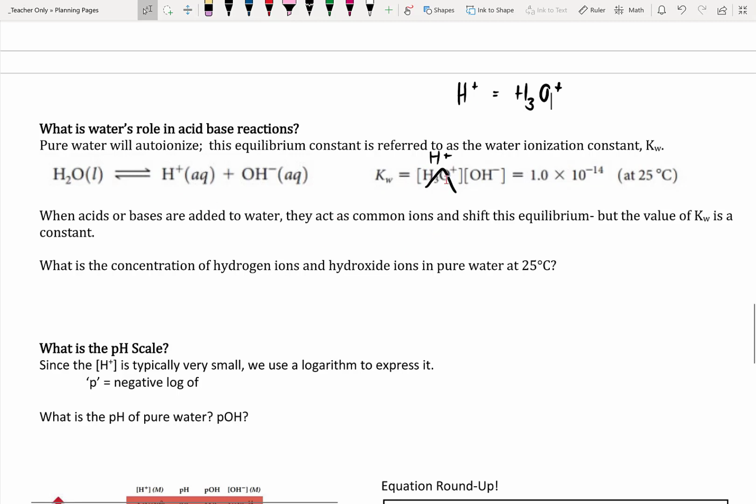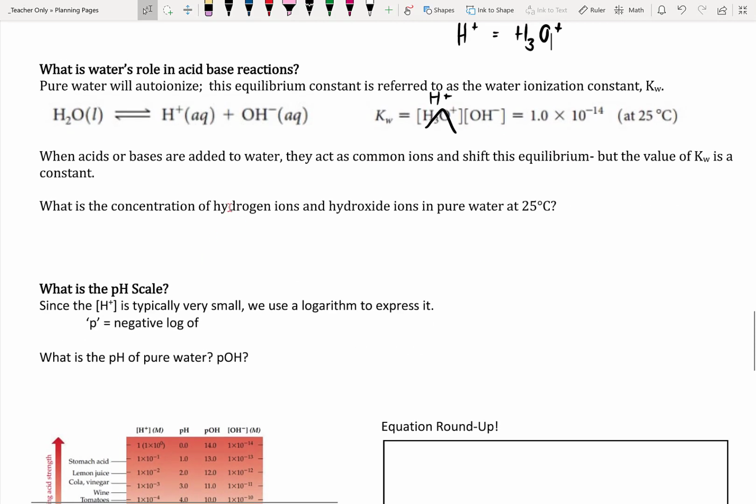So we have that equilibrium expression. Now this is a constant. It is always going to be equal to 1 times 10 to the negative 14. Therefore, when we add acids or bases, they act as common ions, okay? They will shift the equilibrium, but keep this value the same, which allows us to find out all sorts of things about the solution. Now, if this is true, okay, Kw is 1 times 10 to the negative 14, what would be the concentration of hydrogen ions and hydroxide ions?